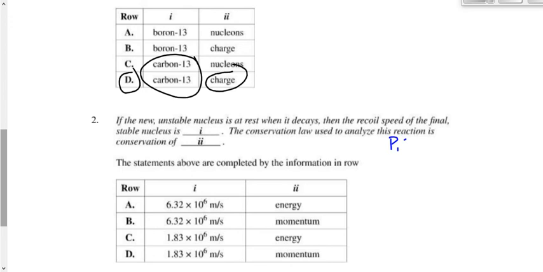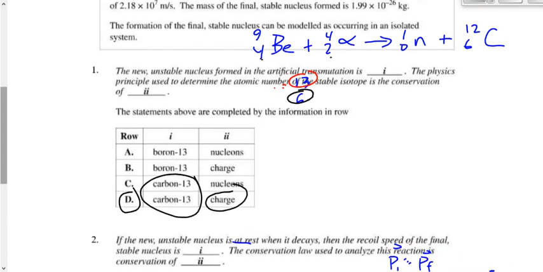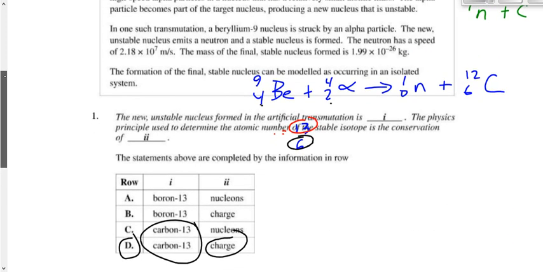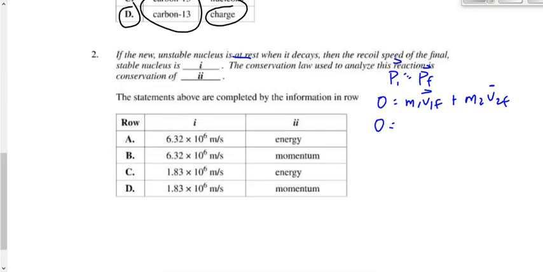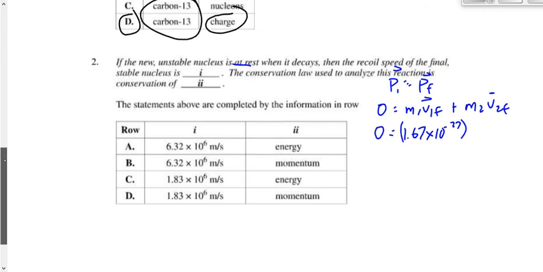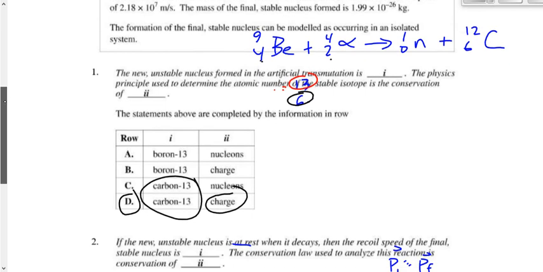Pi equals Pf. The initial momentum of the unstable nucleus is 0 because it says it's at rest. The recoil speed of the final stable nucleus, well, we've got two objects afterwards, m1v1f plus m2v2f. And it says in the information up there that the neutron is emitted with a speed of 2.18 times 10 to the 7. We're going to call that mass 1. The neutron is 1.67 times 10 to the minus 27 times the final velocity of that neutron, which was 2.18 times 10 to the 7 meters per second.